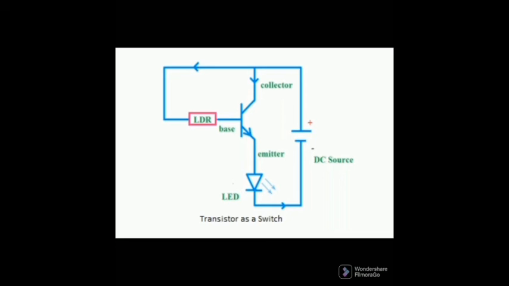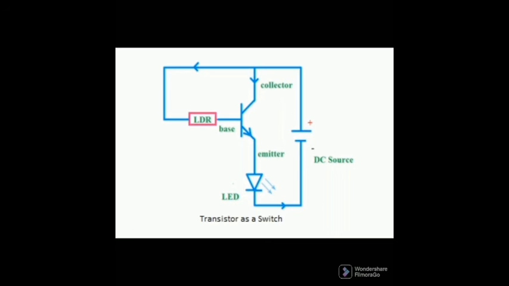Transistor as a switch. Generally, in digital electronic circuits, a transistor is used as an electrically operated solid-state switch. Transistors are used in both high-power and low-power switching applications. Using a low-power signal, we can control or switch a high-power signal by using a transistor.